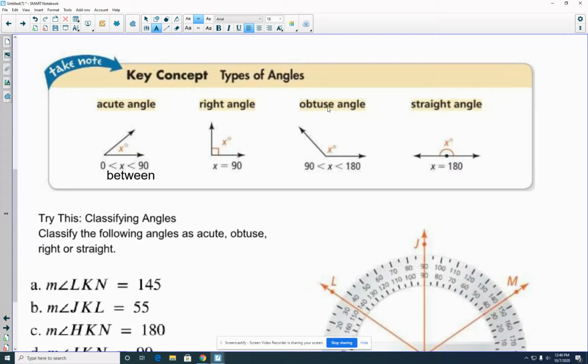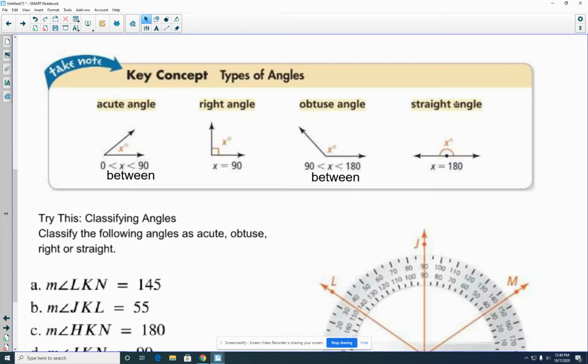Then you have your obtuse angle. These are your larger angles. These angles measure between 90 and 180. So again, it can't be 90, can't be 180, it's in between. So if it's 90.1, guess what? It's obtuse. If it's 90, it's right.